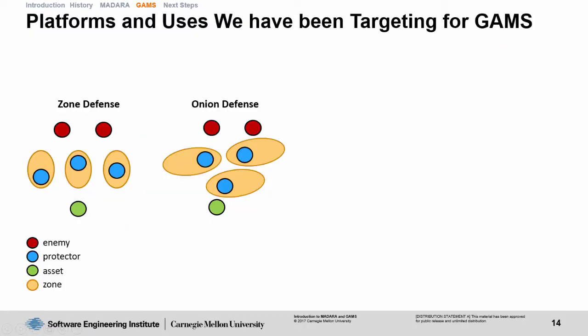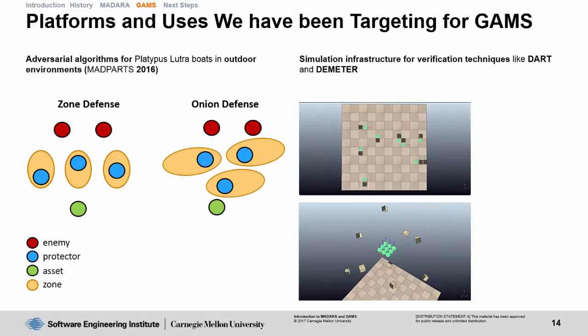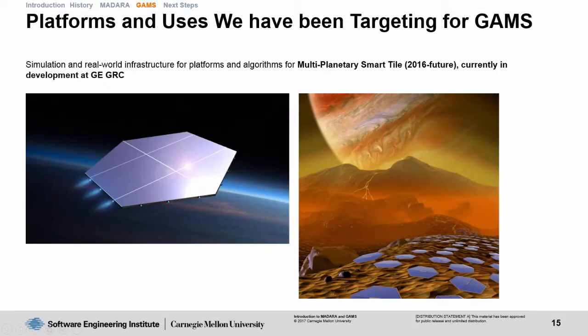Other platforms and uses for GAMS include adversarial algorithms, which we did in 2016, and also real-time simulation infrastructure for verification techniques like DART and Demeter. These are technologies we may talk about in a future module. We've also been targeting space systems with GAMS, including the multiplanetary smart tile system, which is supposed to scale to hundreds of thousands, if not millions of smart tiles floating around in space, communicating and harvesting energy.